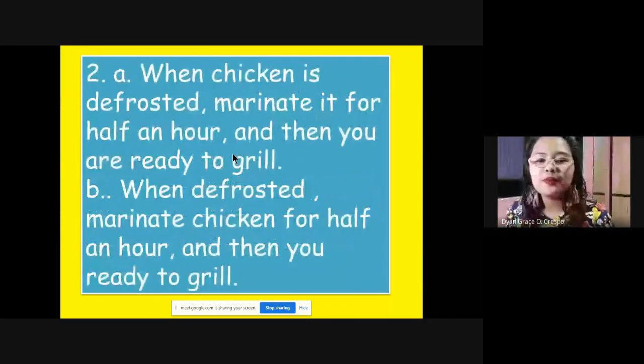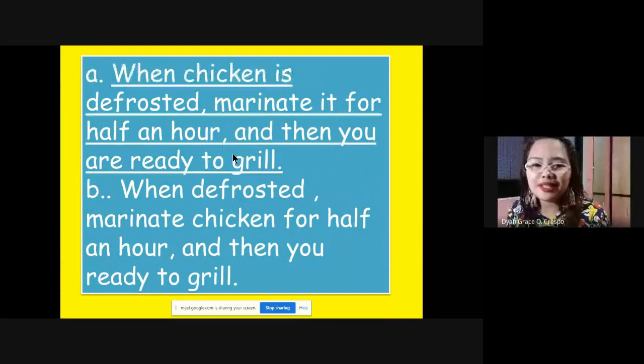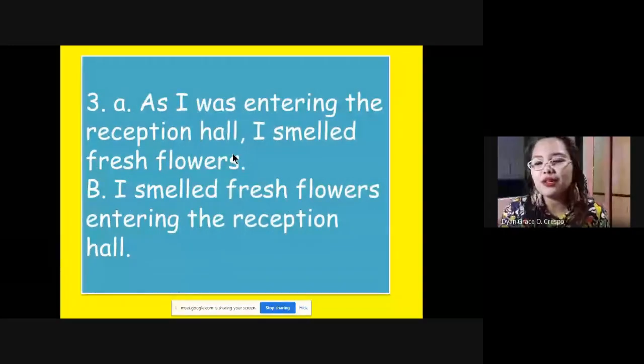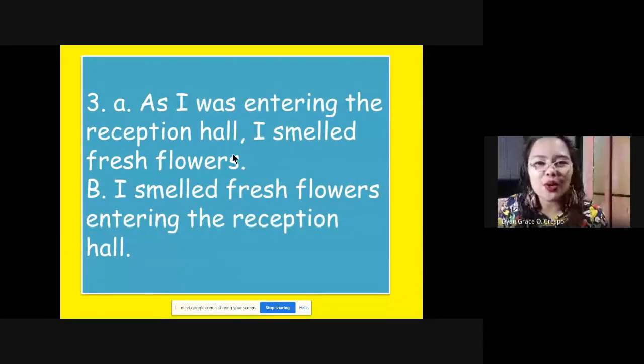So now, let's check. Number two. When chicken is defrosted, marinate it for half an hour, and then you will be ready. Okay, so, malito. Huwag itong sagutan. This is wrong. Number three tayo again. Sorry. There's a faulty answer. As I was entering the reception hall, I smelled fresh flowers. Letter B. I smelled fresh flowers entering the reception hall. Which one is correct?